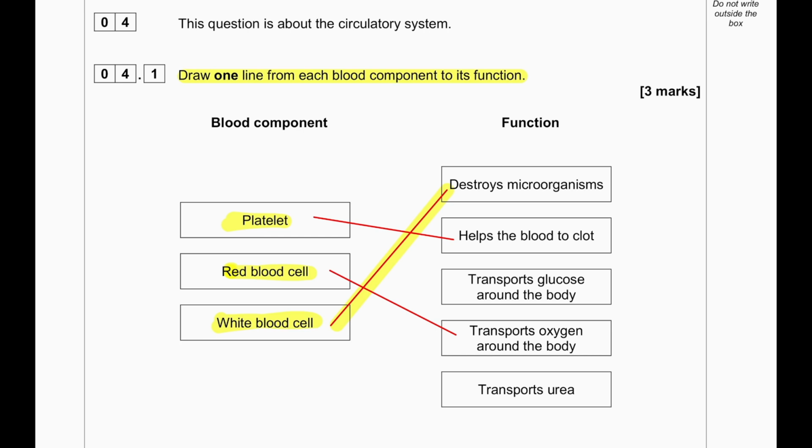The other options present were transport of glucose around the body. Transporting glucose around the body is the function of the blood as a whole, so we cannot give it as a function for red blood cells. And transports urea: blood is also responsible for transporting urea all around the body.